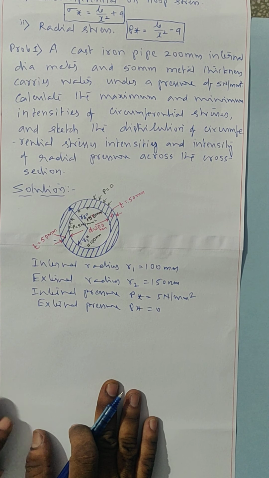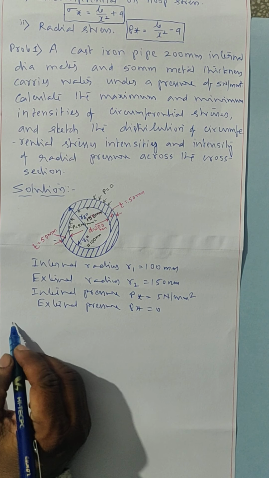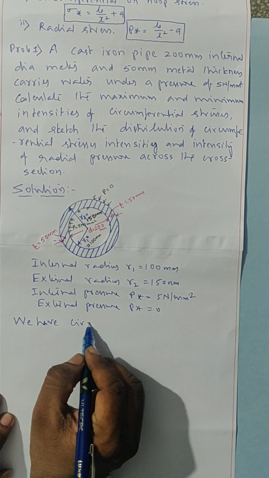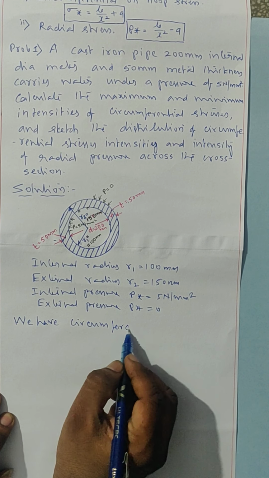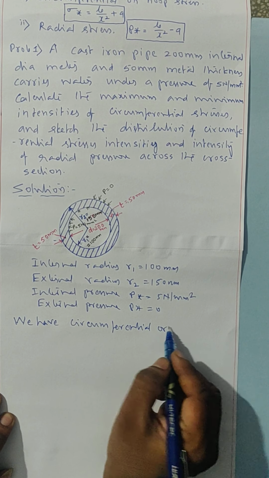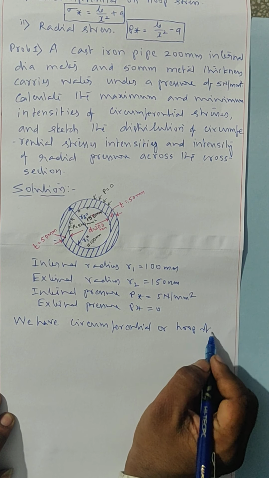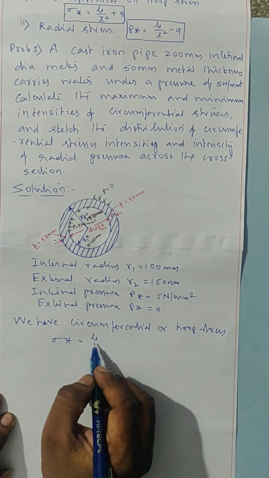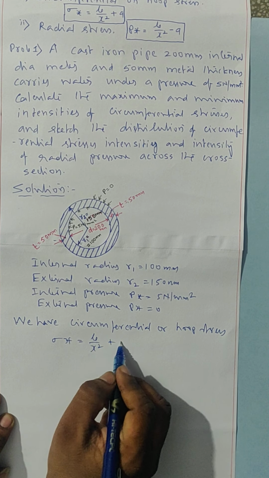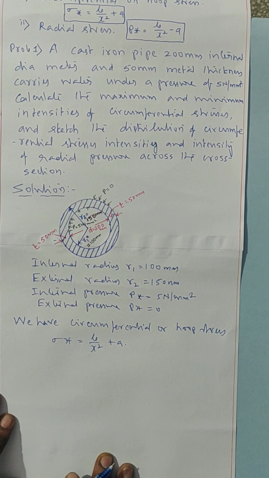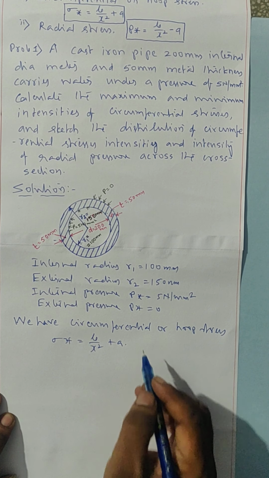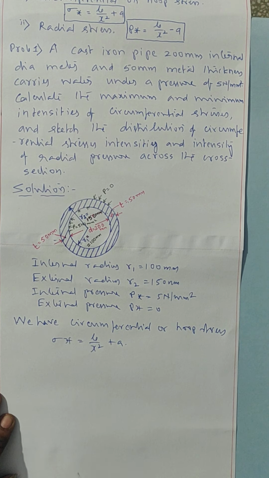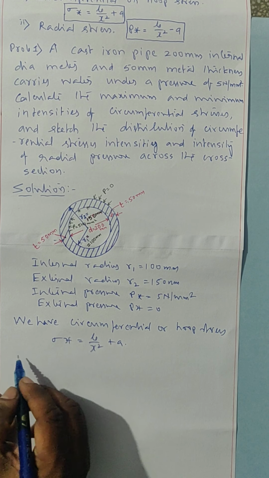Now we see we have the circumferential or hoop stress equation: sigma x equals b by x square plus a. Now to calculate, see here in the equation we have to calculate a and b. In the two equations, a and b constants are there. Our aim is to calculate the constants a and b first.